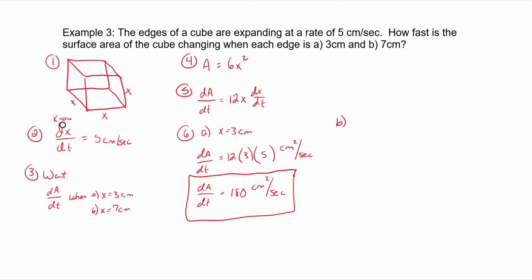All right, part B, whenever x is 7 centimeters, exact same process, just substituting in what we know. So dA/dt is 12 times 7 centimeters now, times 5 centimeters per second. So dA/dt then, whenever x is 7 centimeters, at that instant, the surface area is changing at 420 centimeters squared per second.